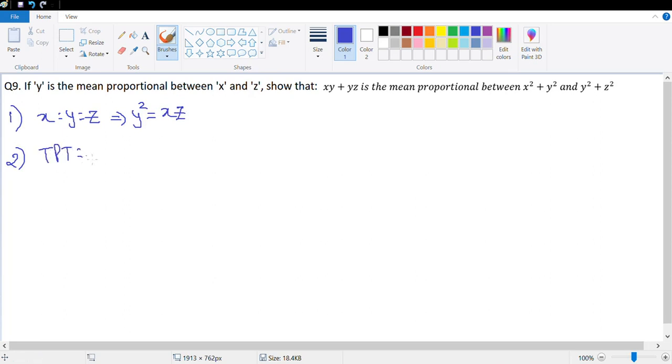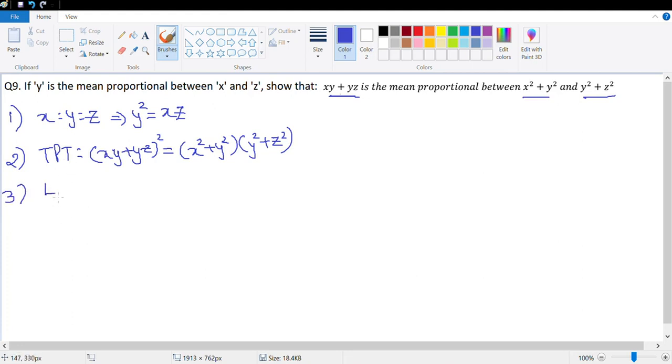We need to prove that this is the mean proportion, which means (xy plus yz) to the power 2, which means the whole square, is equal to the product of the first term and the third term, which is (x square plus y square) multiplied with (y square plus z square). Right, so if this is the mean proportion, then the square of the mean is equal to the product of the remaining two terms. So let's start with the left hand side.